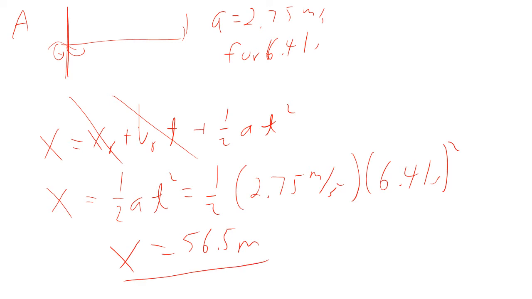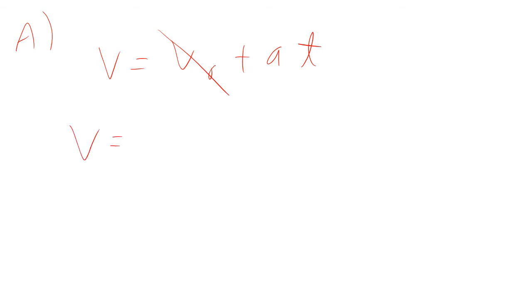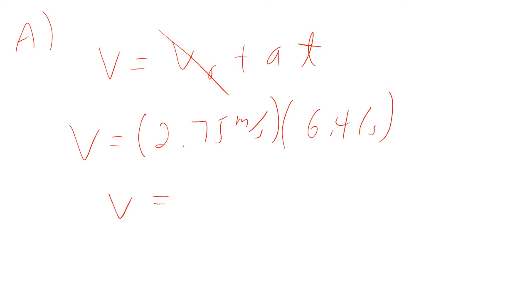You might ask, how fast is it going at the end of that time? So write down, there's where it is at the end of that first one. So how fast is it going at the end of part A? Well, v equals v naught plus at. Since v naught is 0, this is just going to be equal to 2.75 meters per second squared times 6.41 seconds. So the velocity at the end of part A is going to be 17.6 meters per second.